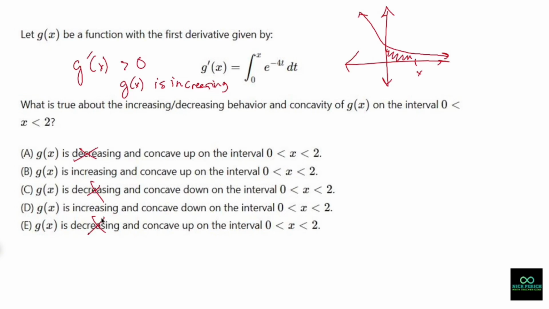Now we need to take a look at concavity. Concavity exists at g double prime of x. So if I were to take the derivative, let me just kind of draw this out.